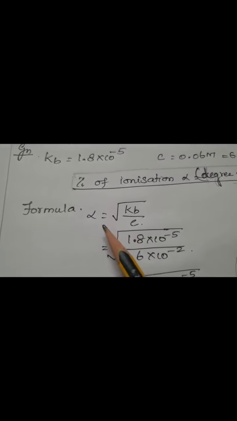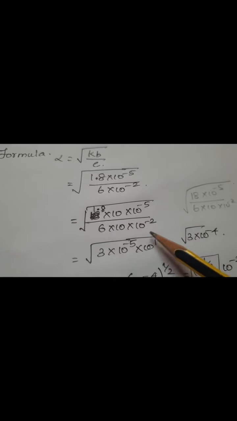So what is the formula to calculate alpha? Alpha is equal to root of Kb by C. Substitute the values here. The Kb value is known, the concentration is also known. So root of 1.8 into 10 power minus 5 divided by 6 into 10 power minus 2. To make the calculation easy, multiply numerator and denominator by 10. So 1.8 into 10 into 10 power minus 5 divided by 6 into 10 into 10 power minus 2.